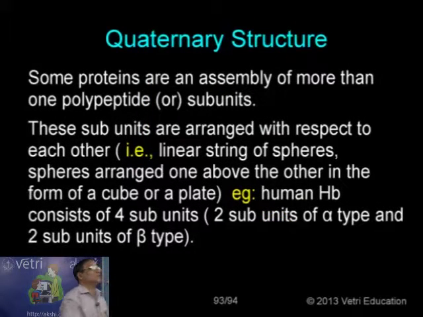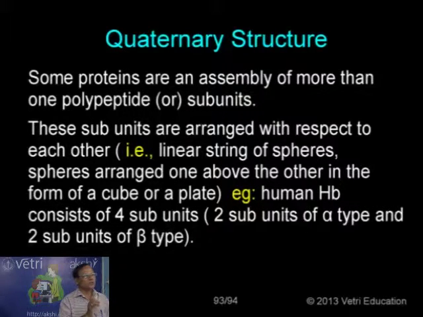Now the quaternary structure. Sometimes a protein is formed of more than one polypeptide or more than one subunit. And these subunits are normally arranged with respect to each other, for example, in the form of a linear string of spheres. And these spheres are arranged one above the other, like a cube or in the form of a plate. And such a structure is called quaternary structure.